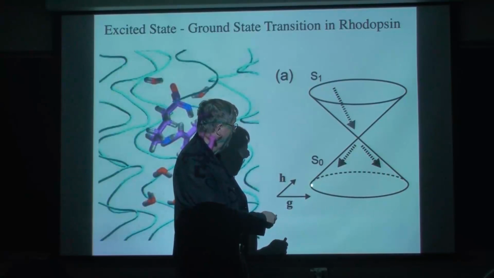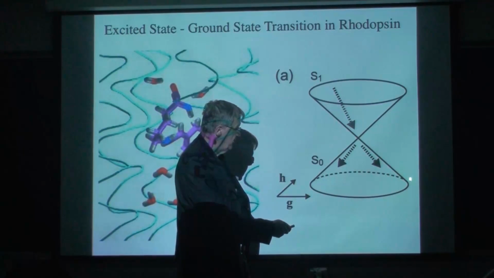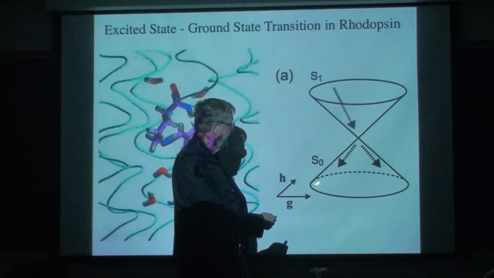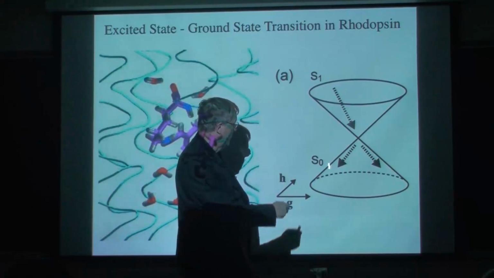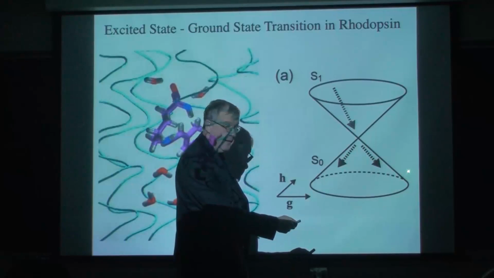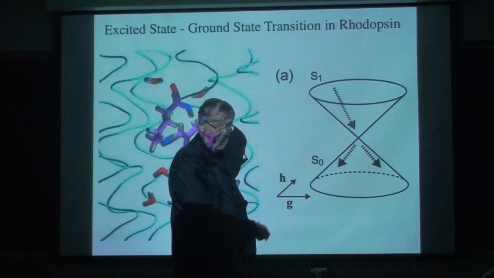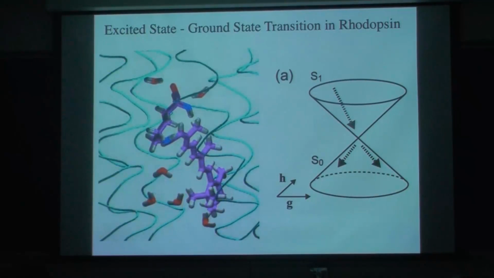You come from here, you excite, you fall down here. Now you want to continue here. You don't want to go here because then you would be where you were before. You want to go here, and you also don't want to go here. So you want to go from here to here, and that's what you need to control. And that all is a process that just takes a few femtoseconds. So it's real physics. No chemistry whatsoever, just real physics, and that is what we need to understand if we want to understand vision.